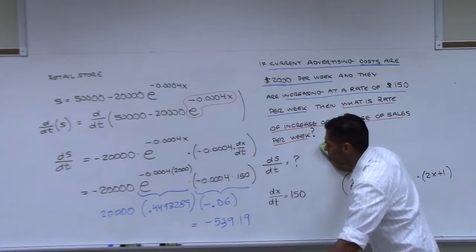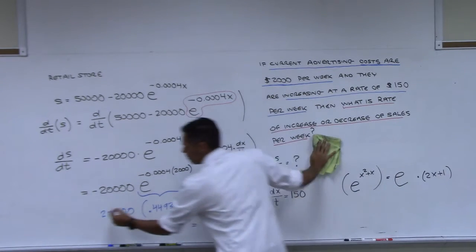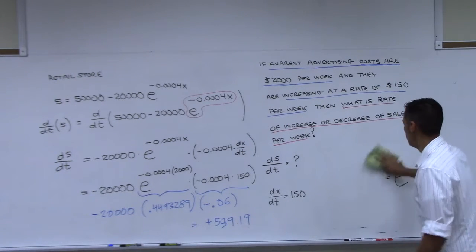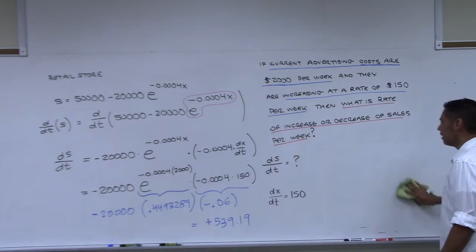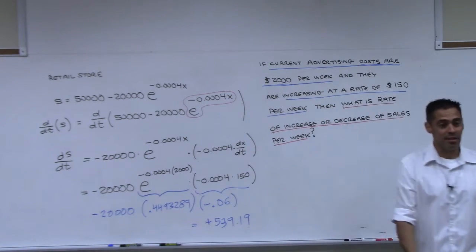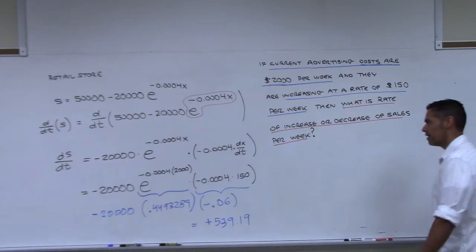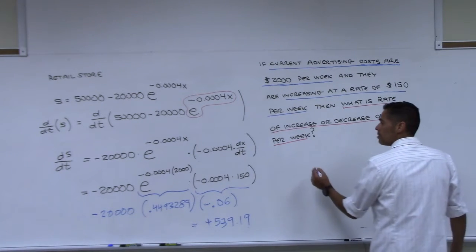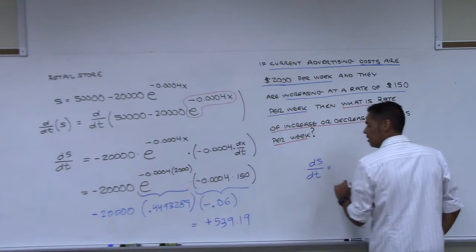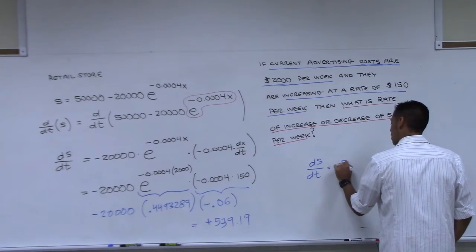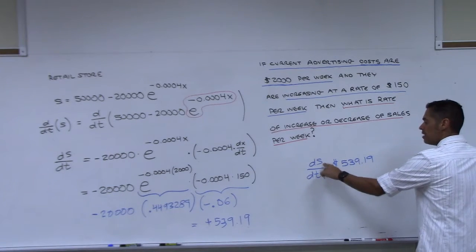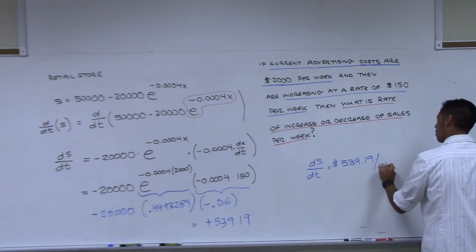Oh, there was a negative out here. Oops, I forgot the negative. That should be positive. I was hoping it would be negative because I wanted our sales to be dropping, because that's what it would have meant. But in this case, I guess they want this store to make money. So what we have is dS/dt should be $539.19, because sales is measured in dollars, over time, which is per week.